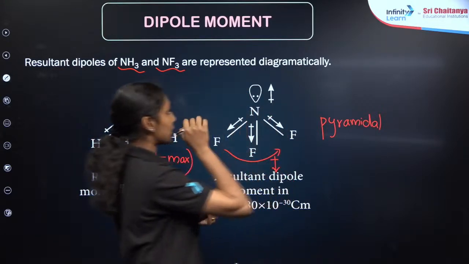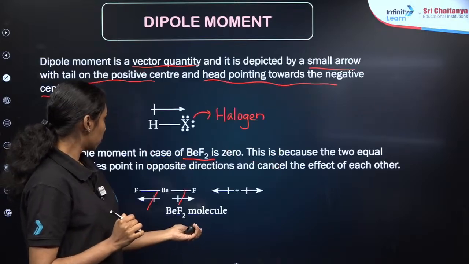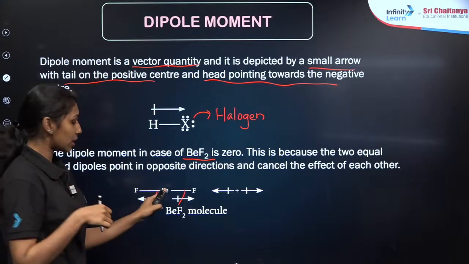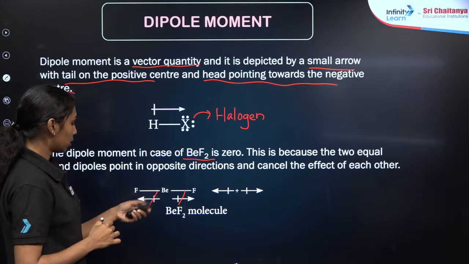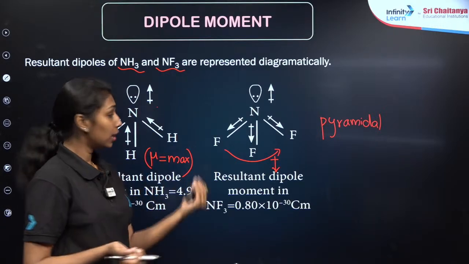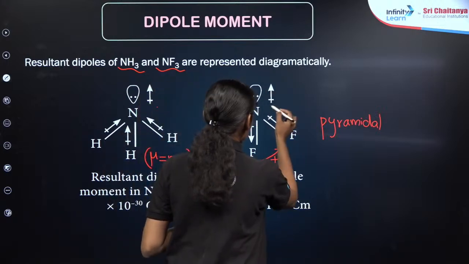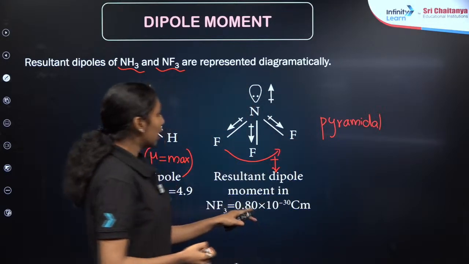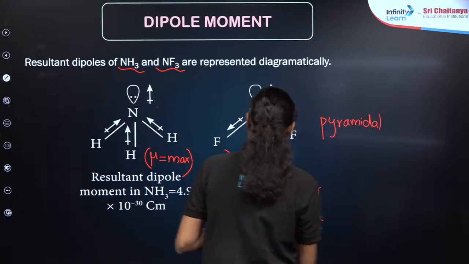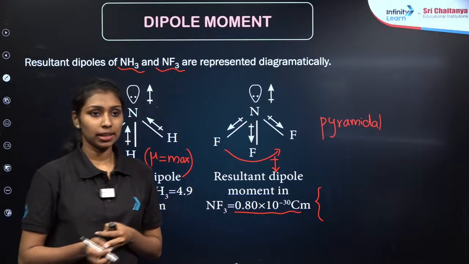Because in the previous session we have seen the BeF2 molecule, where these are the same bonds, right? So we can cancel each other because of the same magnitude and opposite direction. But here there is a lone pair, right? The lone pair has more attraction towards it, so this will be maximum and this will be minimum. So we cannot say that it will be 0, but it will have a least value, which is about 0.80 into 10 to the power minus 30 coulomb meter. Clear?